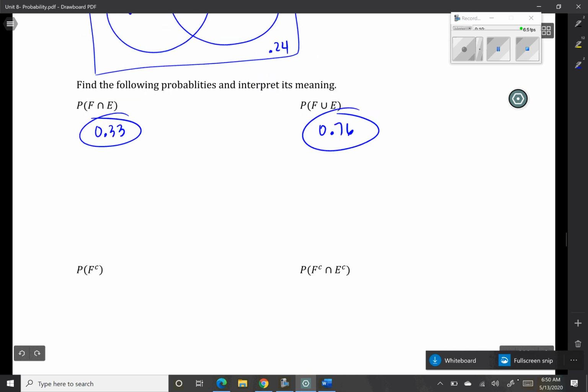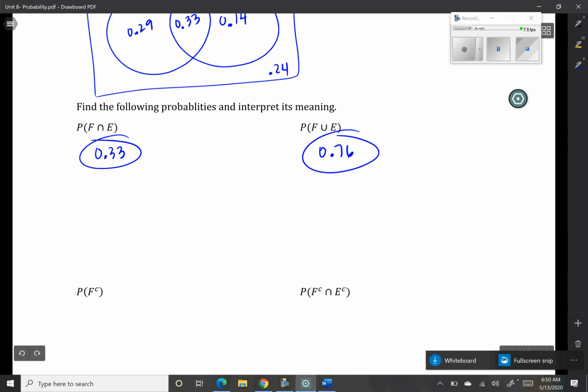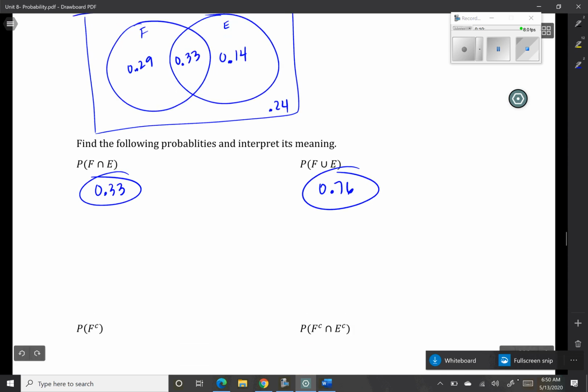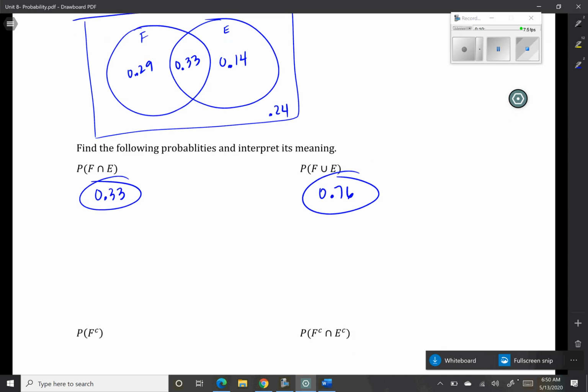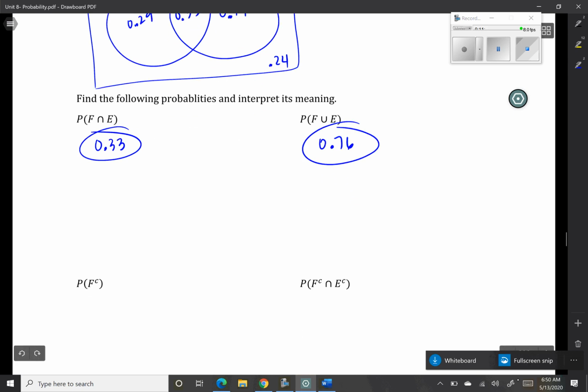The complement of F, so this would be not F. So I want to add everything that's not in the F circle. So I'm going to add 0.14 and 0.24, and I'm going to get 0.38. So there's a 38% chance of not being fiction at all.